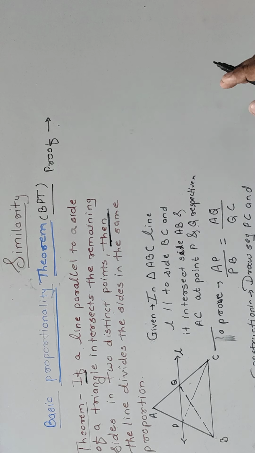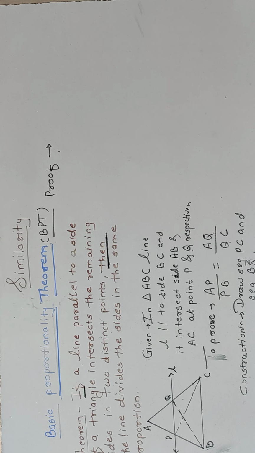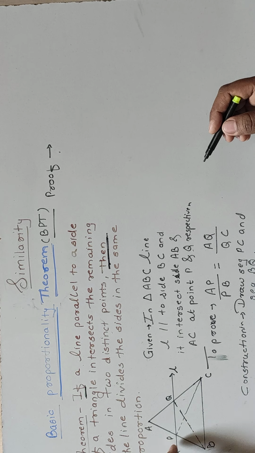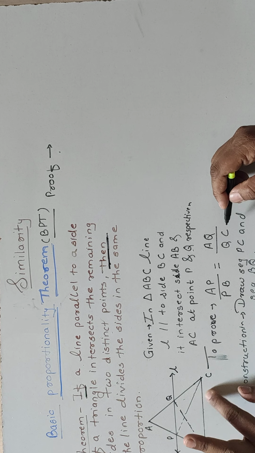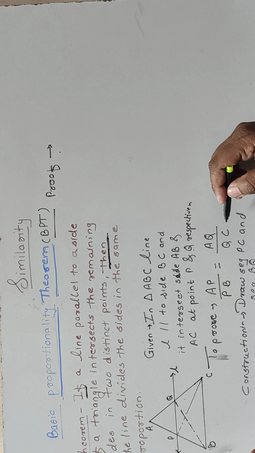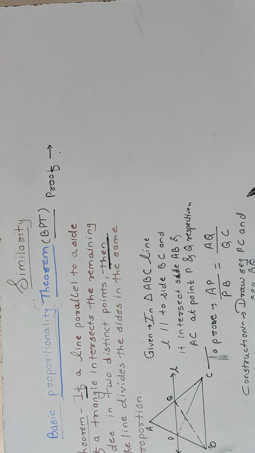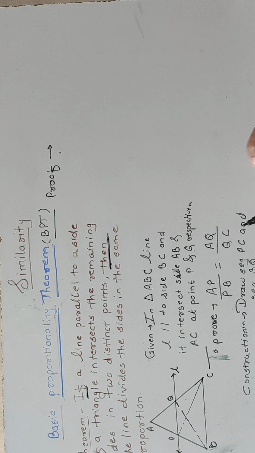Now what do we have to prove? As we know, we have to prove that AP upon PB is equal to AQ upon QC. To prove this, we have to use the properties that we have seen, the ratios of areas of two triangles. So we have to use these properties.